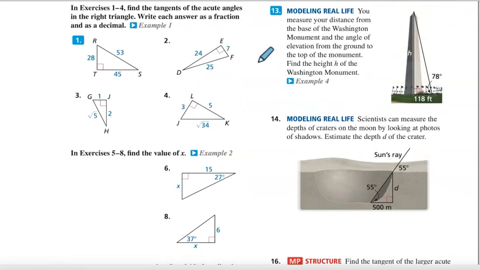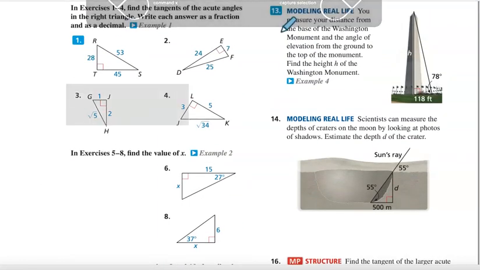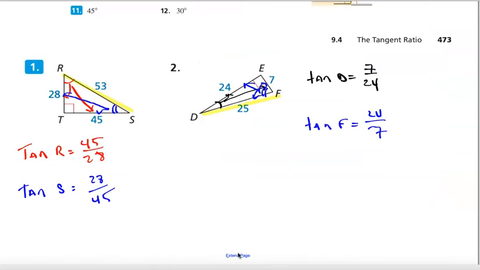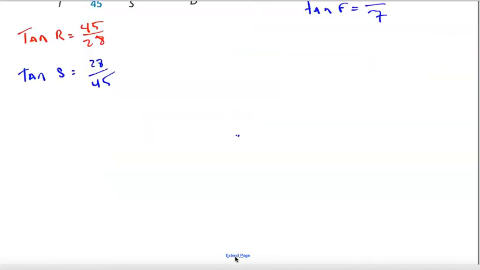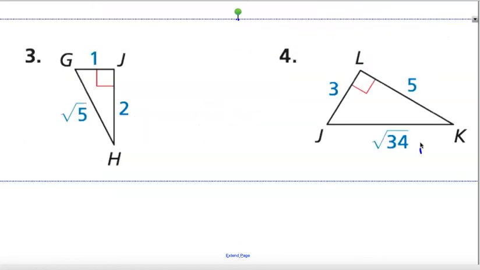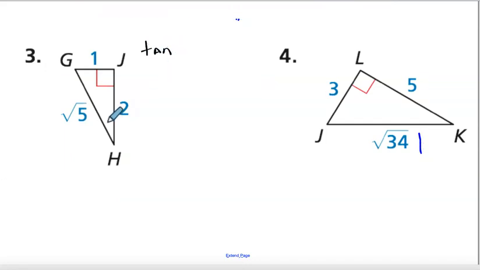Alright, what else we got? We got number 3 and 4. I'm just going to snip these. Similar situation here. We have the tangent of the acute angle, tangent of G. It's going to be the opposite, 2, over the adjacent, which is 1, so tan of G is equal to 2.